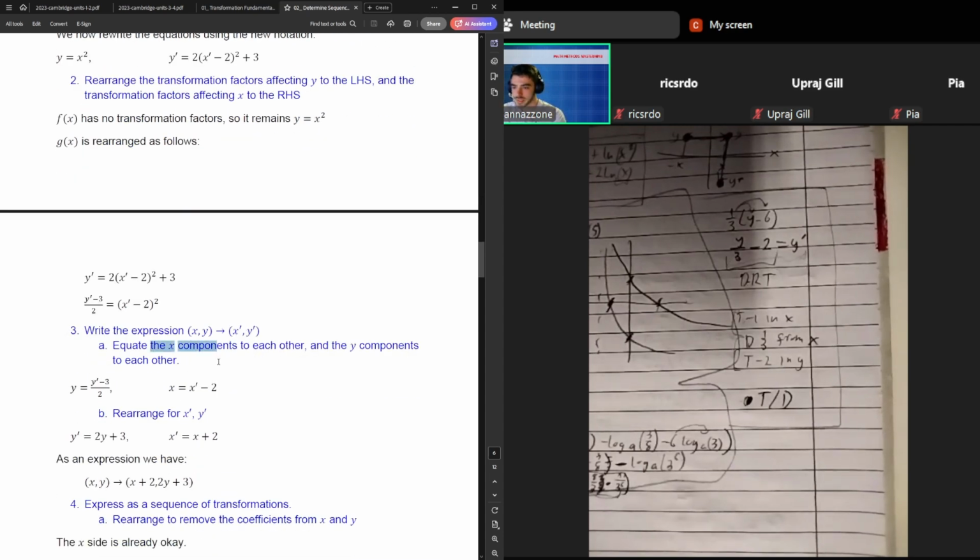From there, compare the X and the Y's together. Here's the Y of the first, here's the Y of the second. Those are equated. Here's the X of the first, here's the X of the second.